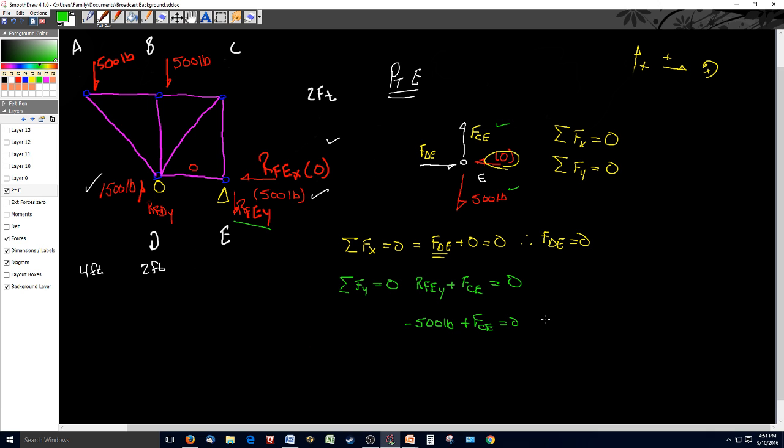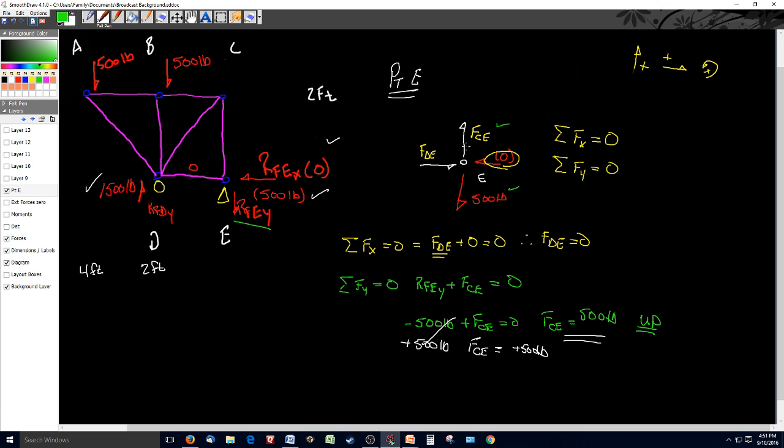What that tells me is the force FCE has to equal 500 pounds. We get that by adding 500 pounds to this side of the equation and then adding 500 pounds on the other side. What you get is that zeroes out, and FCE equals 500 pounds. That's how I arrived at that. Now it's important to understand what that plus sign means. It means that it is positive, therefore it is an upward force.